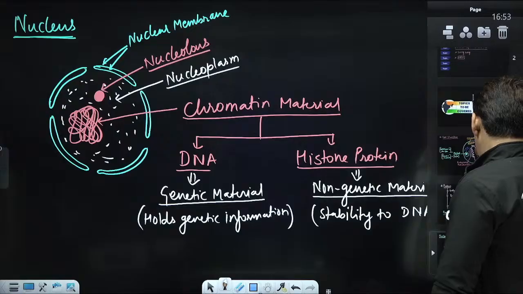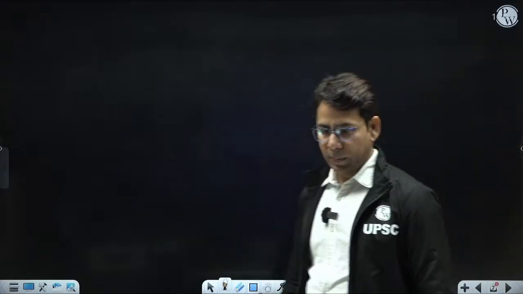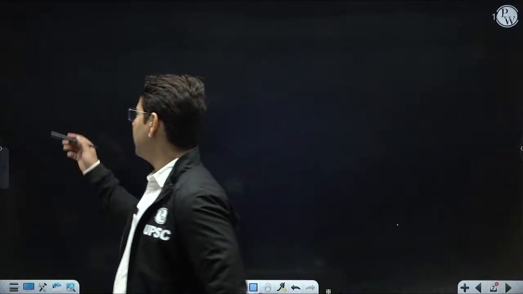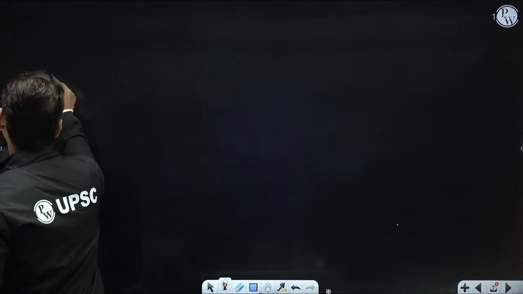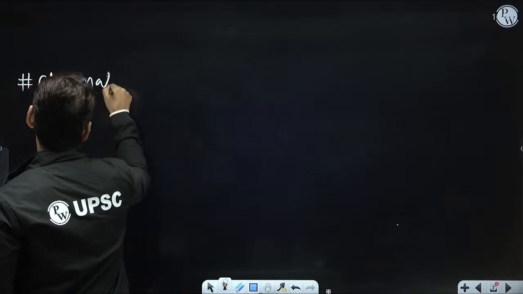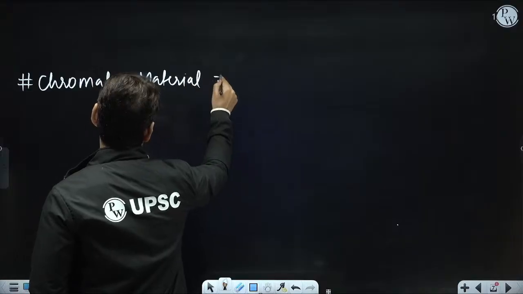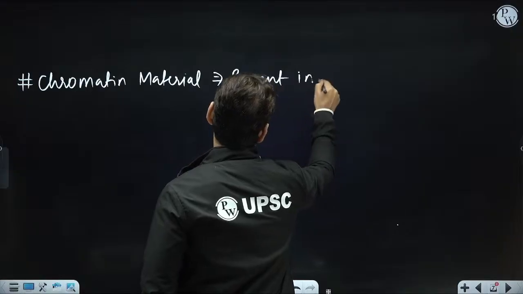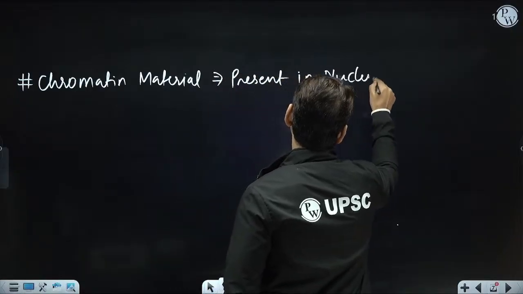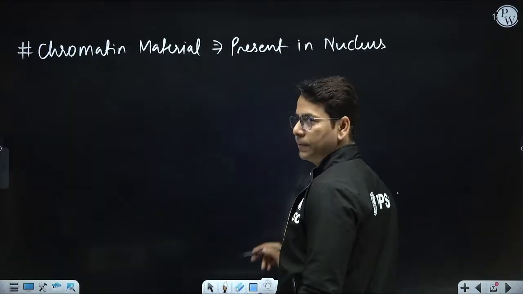Now, we'll focus on some terms because we are clearing basic concepts. So there is something called chromatin material, and that is present in the nucleus. And what is chromatin material? It has got DNA and histone both, isn't it?